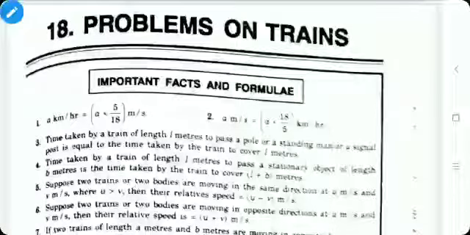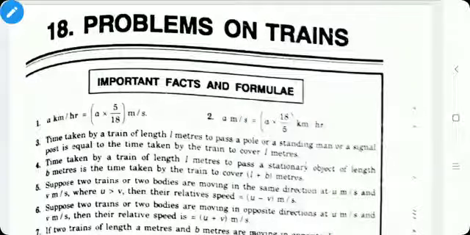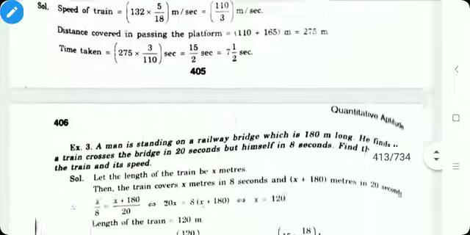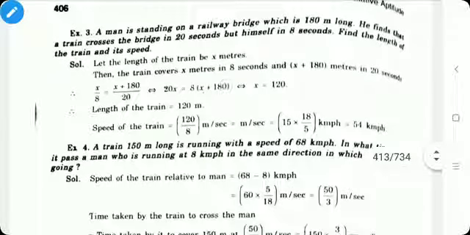Dear students, in the last section we have seen some problems on trains. In this section we will see the remaining problems on trains. We have seen important facts and formulas of trains, and we have seen two problems. Now we will start with the third one.